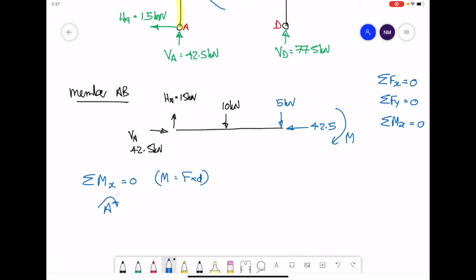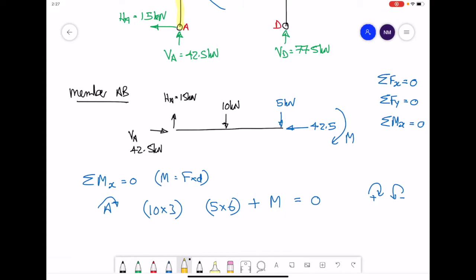Writing down our force by distances, we have 10 by 3 and 5 by 6. And the way I've drawn in the M at the end of the beam, it's going round clockwise, so it's a positive M. All these moments must add up to give you 0. Then we'll look at the direction of the 10 kilonewtons and the 5 kilonewtons. Remember, clockwise moments are positive, anti-clockwise moments are negative.